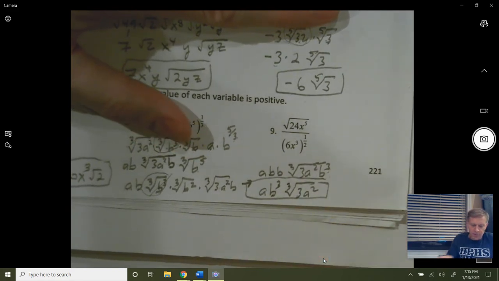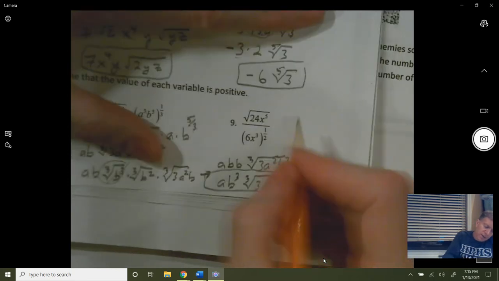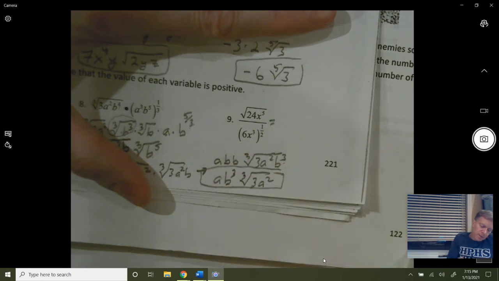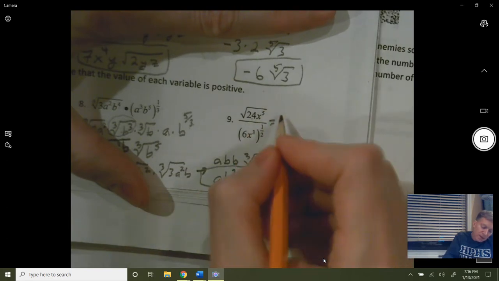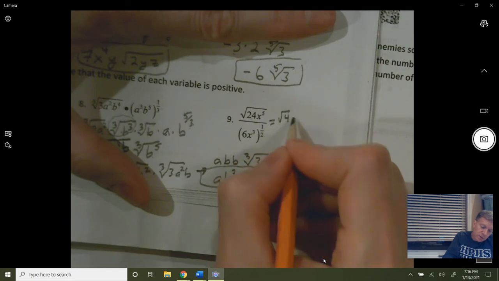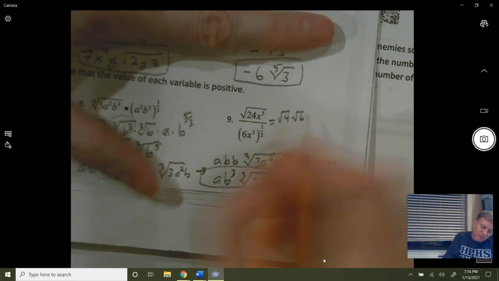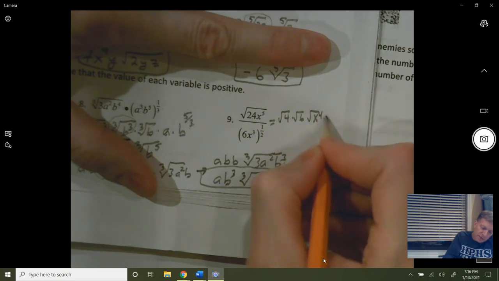Okay, and I've run out of space for this one, so I'm going to do that over here on another page. Actually, I'll do it right here. Okay, so let's do this. Simplify the top and simplify the bottom. Square root of 24, well, that breaks down to the square root of 4 times the square root of 6. It's a perfect square. We're looking for perfect squares. And then square root of x to the 5th, well, that's not a perfect square. So I've got square root of x to the 4th times another x.